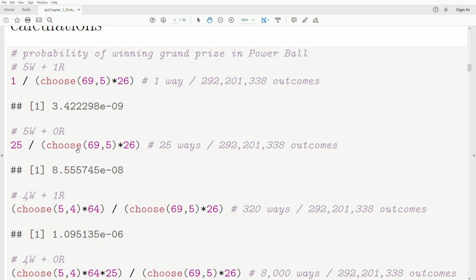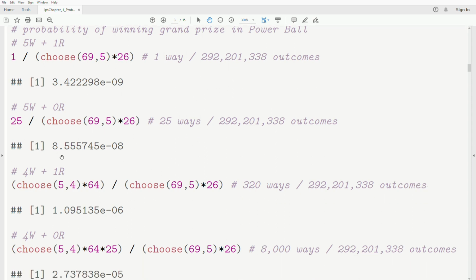But we can go through each of these. So the probability that we match the 5 white balls and we do not match the red Powerball is 25 ways out of the 292 million. The 25 ways occur because there's only one way to match the 5 numbers, but since there's 26 possibilities of the red ball, and there's one way to match, that means there's 25 ways to not match. So that's where the 25 comes from. And it's still pretty small. It's a 0.07 zeros and 8.